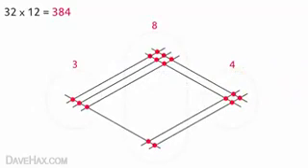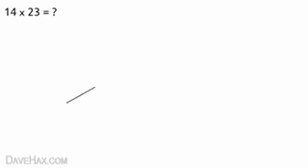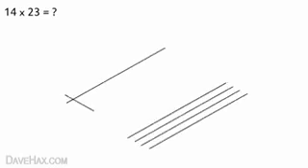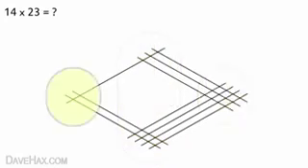I'll show you. Let's multiply 14 by 23. So draw out the pattern. 1, 1, 2, 3, 4. 2, and 1, 2, 3. Mark out our zones, and now let's count the dots. Starting from the right, we have 1, 2, 3, 4, 5, 6, 7, 8, 9, 10, 11, 12.